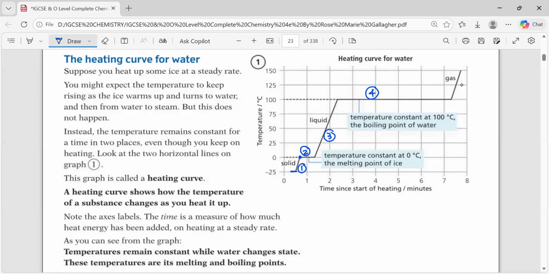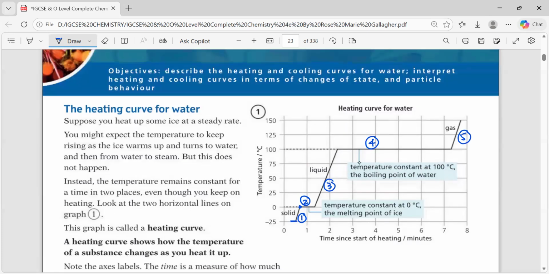That is this fifth point, when you are increasing the temperature further. So it means evaporation can happen over here at any point, right? We have discussed that evaporation does not need any specific temperature, because evaporation can happen at any temperature.